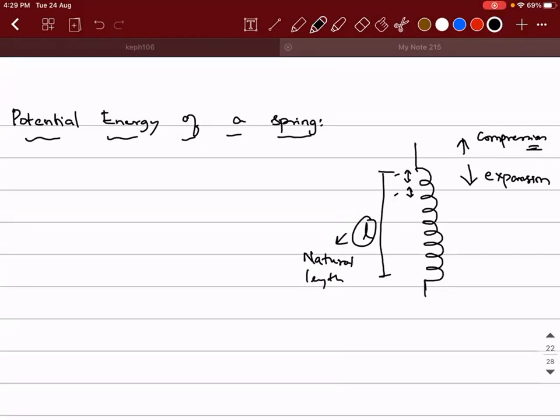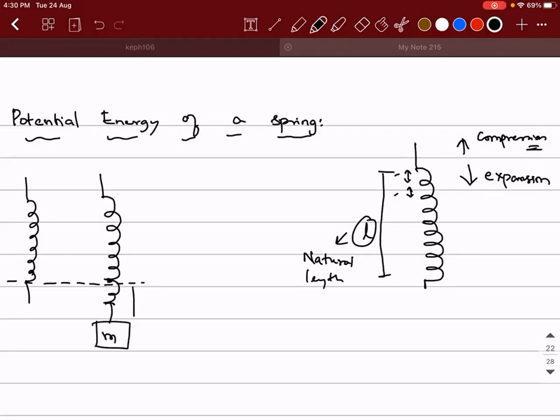Okay. Now what will happen when you suspend a load? It will be expanded. So when you say it is expanding, can you say that the relative distance between two windings will increase? Let's say its expansion is x naught. Okay. Now, if you remove this block, what will happen? The spring will go back to its natural length, provided it is not expanded beyond its elastic limit.